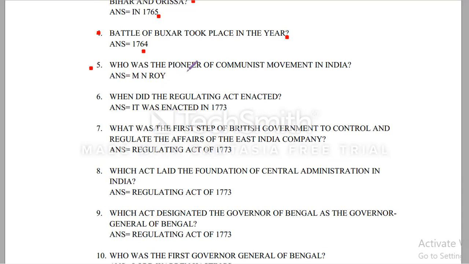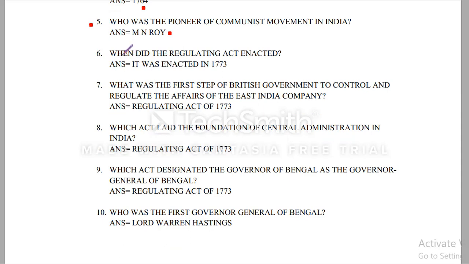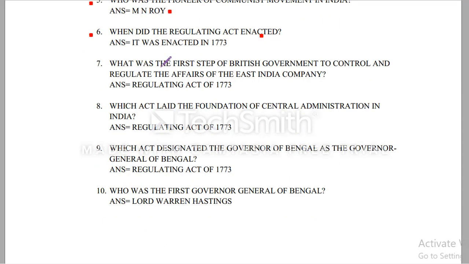Next question, who was the pioneer of communist movement in India? Answer is M.N. Roy. Very important question. Next question, when was the Regulating Act enacted? Answer is, Regulating Act was enacted in the year 1773. Next, what was the first step of British government to control and regulate the affairs of East India Company? Answer is, Regulating Act of 1773.